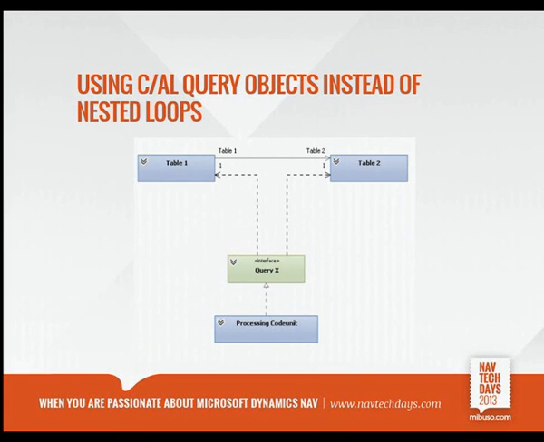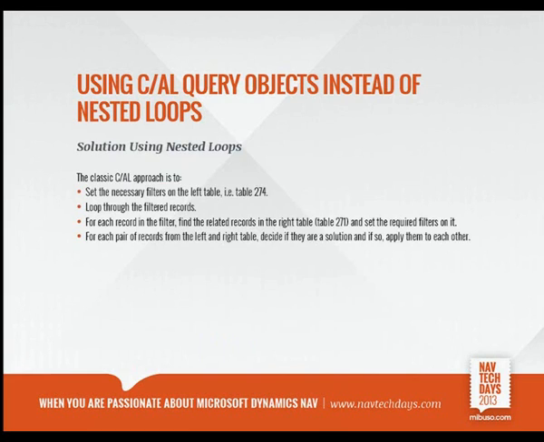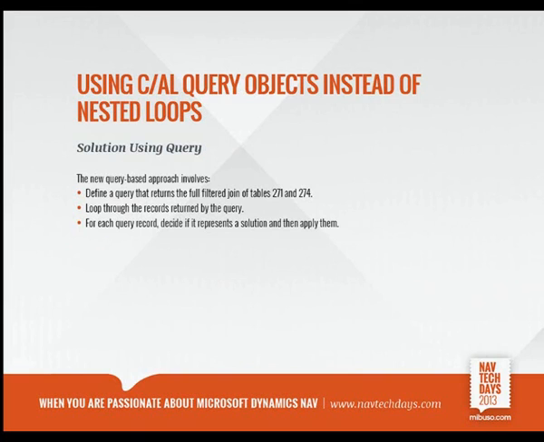So before Dynamics NAV 2013, you would have to put some filters on the left-hand table, loop through the records, and then find the related records in the other table. And you consider them to be a match, and of course, you can apply them to each other. The query approach is simpler. You just define the query with a static definition, as I mentioned before. You loop through the records, and while looping through the records, you decide if they represent a solution or not.